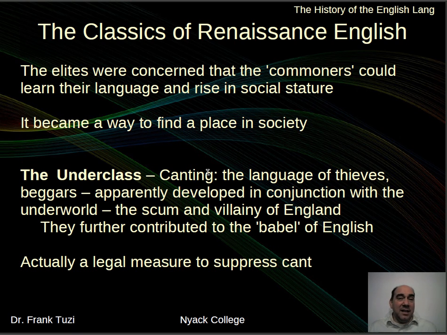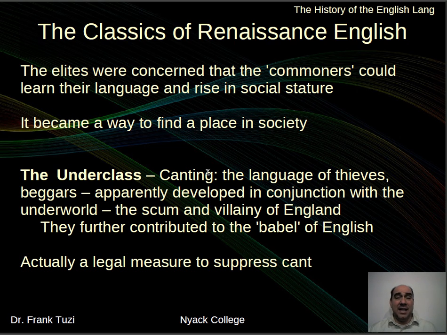All right. The elites now are concerned that these commoners, these simple folk, could learn their language and rise in social stature. And it was done. Especially someone who was good at learning the other language, the southern dialect, they could try to sneak in and appear not to be different. And the elites were a little concerned that that was going to happen. So the proper way of pronouncing, the proper use of language kind of became a gateway. To find out, to keep someone in or to keep someone out.